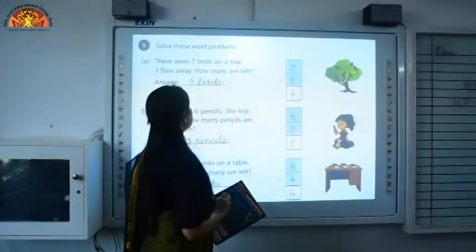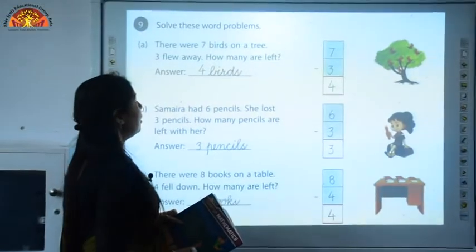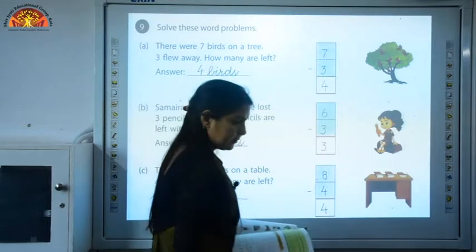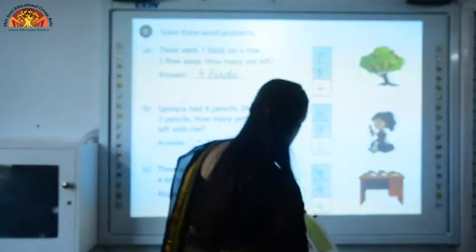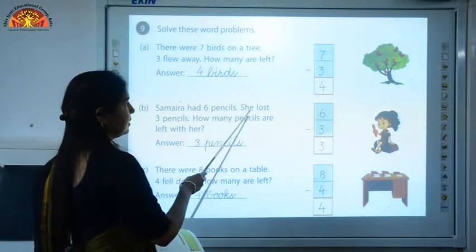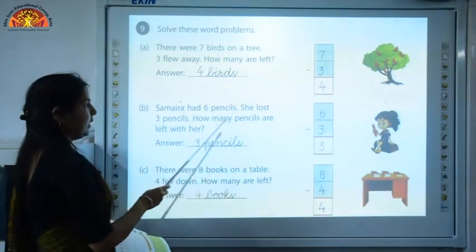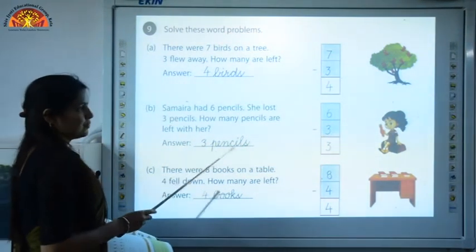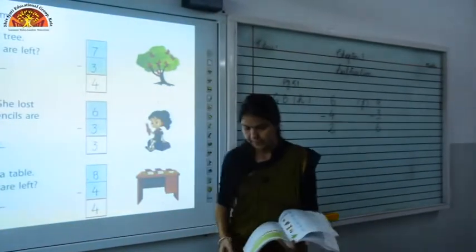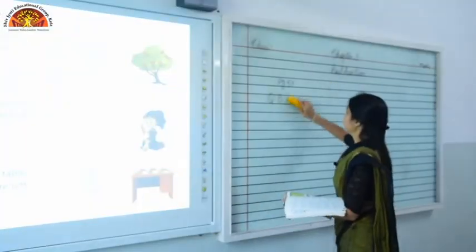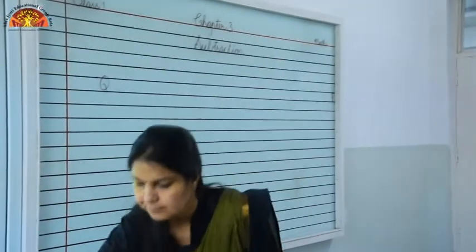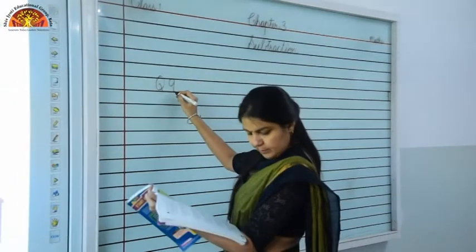Now children, we will see question number 9. Solve these word problems. We will see B part of this question number 9. Samaira had 6 pencils. She lost 3 pencils. How many pencils are left with her? So we have to solve this sum on the board. This is question number 9, page number 52.